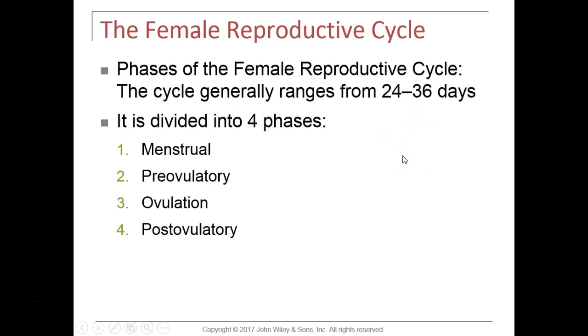The reproductive cycle itself contains 4 basic phases: menstrual phase or menstruation, the pre-ovulatory phase, which covers all the changes which occur before ovulation. Then we have ovulation of the secondary oocyte, and then all the changes which occur after ovulation is called the post-ovulatory phase. The phases range anywhere from 24 to 36 days.